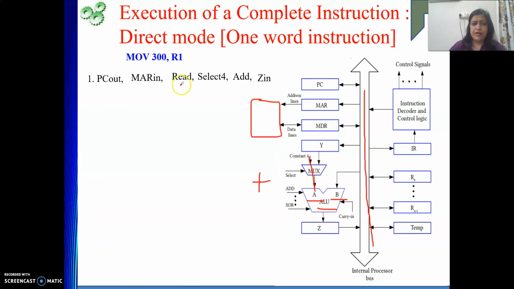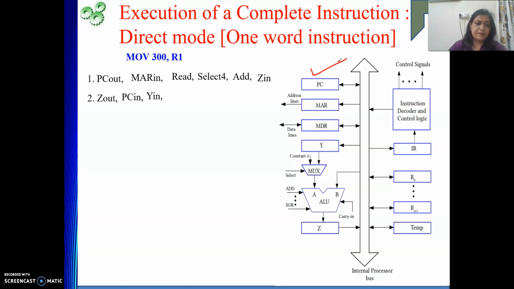So see, already PC out. That means it is on the B input. Now we have done select 4. That means this value will also come to the A input. Now we can give the signal add. The result will be taken in the Z register, so Z in. This part is clear. The next step is that from the Z register, the result has to be transferred to PC because it is PC equal to PC plus 4. So Z out, and which register do we need to take it to? PC. So PC in, and then Y in. So this much is done.